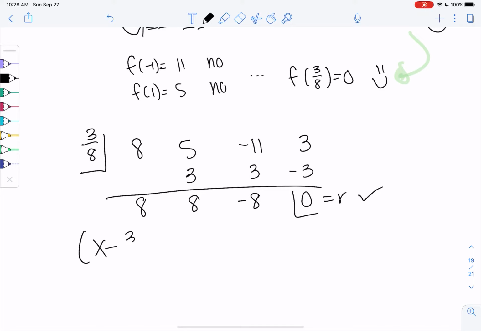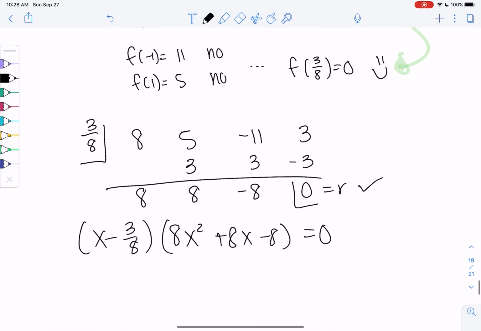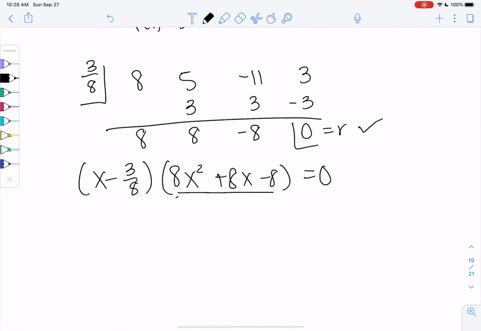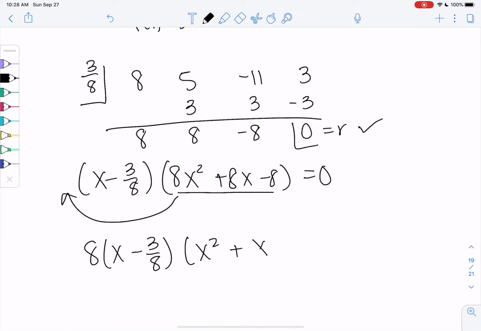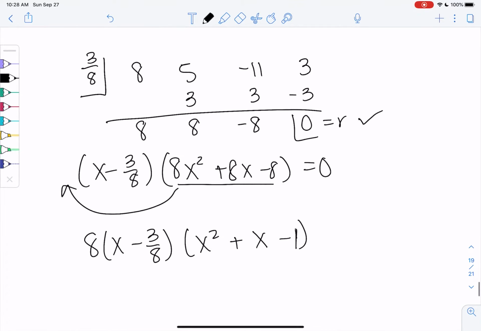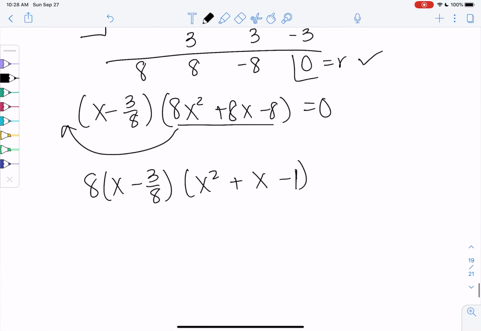So we get x minus 3/8, and then we get 8x squared plus 8x minus 8. And you can use the quadratic on that. I'm going to factor the 8 out, just bring it out front. It'll make life a little bit easier. So we get x squared plus x minus 1. And then we'll just use the quadratic.